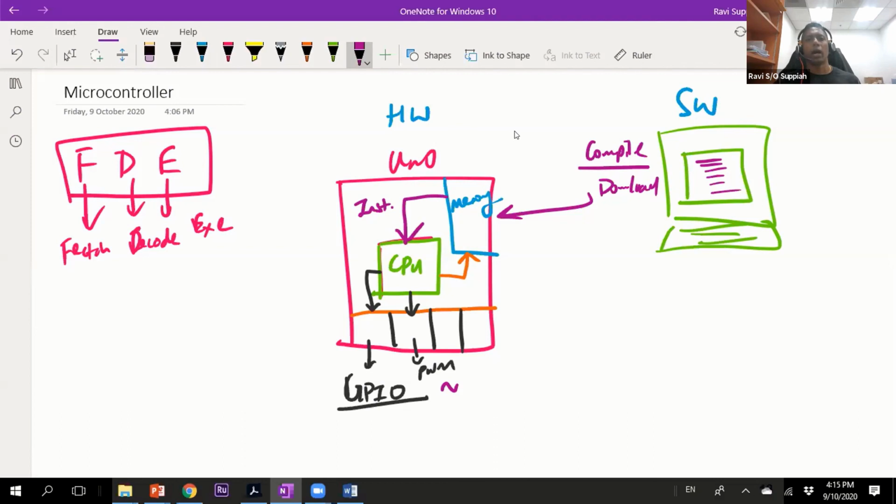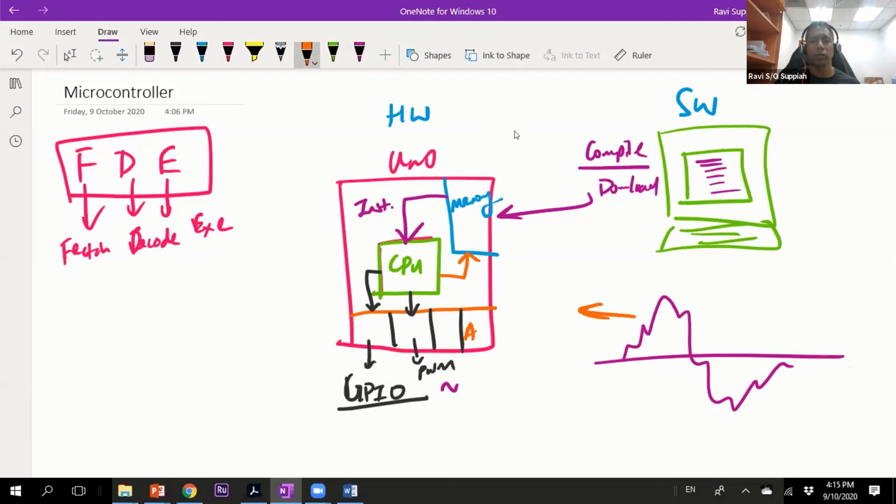How about analog to digital conversion? Let's say I have an analog signal coming in, and I want to digitize it. So I need to pass it into my A to D converter, analog to digital conversion. We will be doing this very soon.